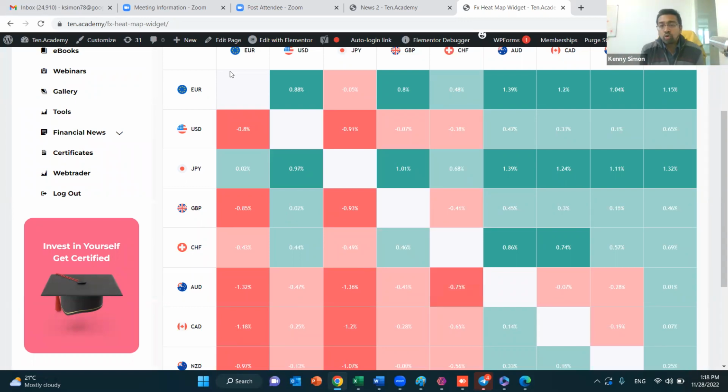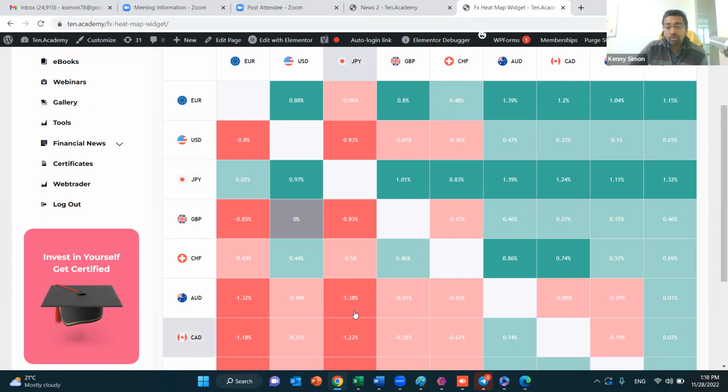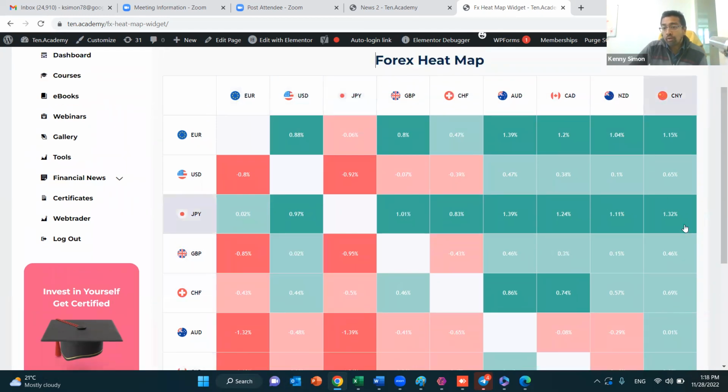As you all would know already, the green ones signal bullishness and the red ones are signaling bearishness. So here we have got a very nice standard green highlighted boxes, and there are very many of them, meaning that almost all are actually highlighted, from the euro right down to the Chinese yuan. So that's for the JPY. Also, not too bad is the euro as well.